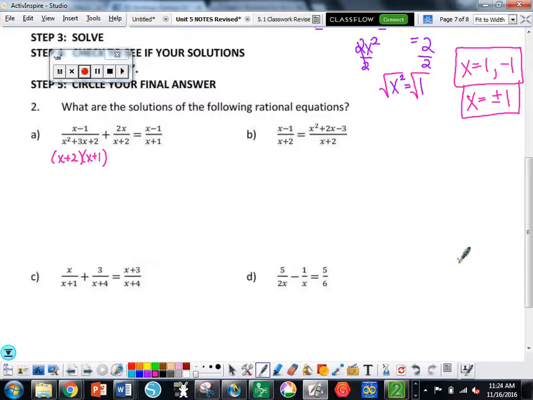Everybody needs an x minus 2. This one already has 1. And everybody needs... what? x plus 1.